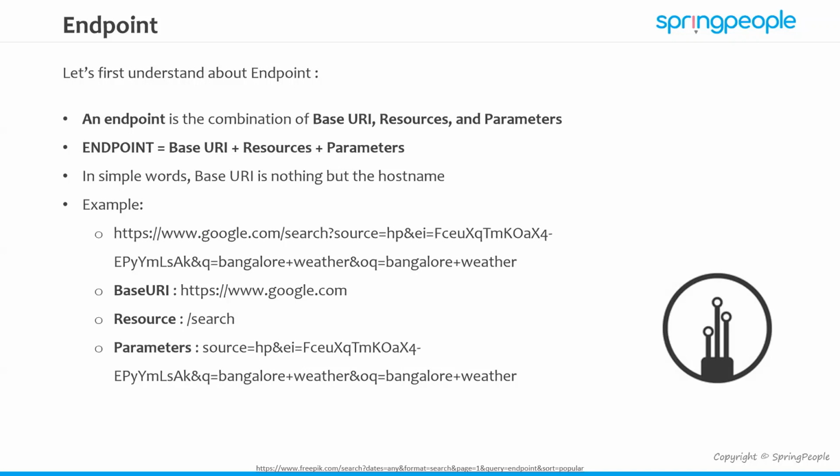www.google.com/search?source=hp&ei=...&q=Bangalore+weather&oq=Bangalore+weather. So let's understand everything in detail. The base URL here is https://www.google.com, and the resource here is search, and the parameters present here are source, ei, q, and oq. All these are parameters. Combining all those, we create an endpoint.